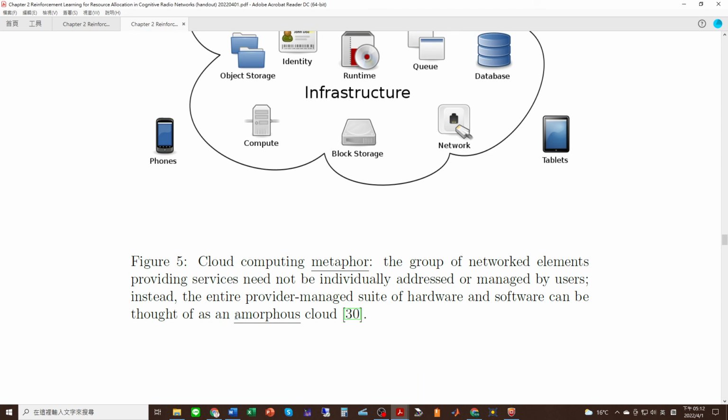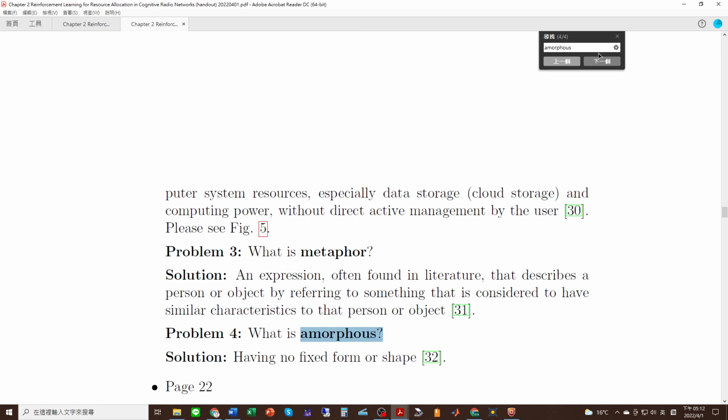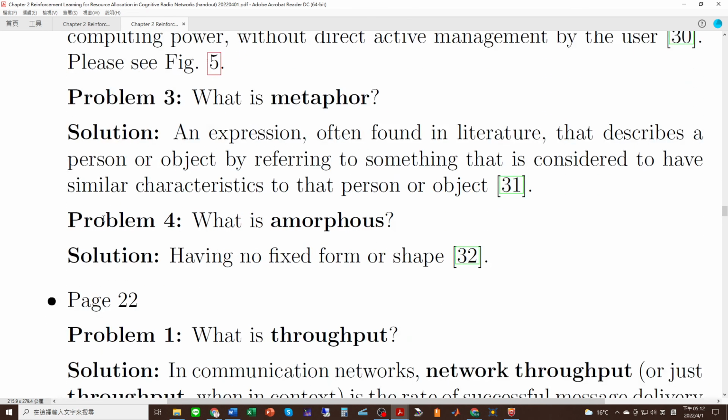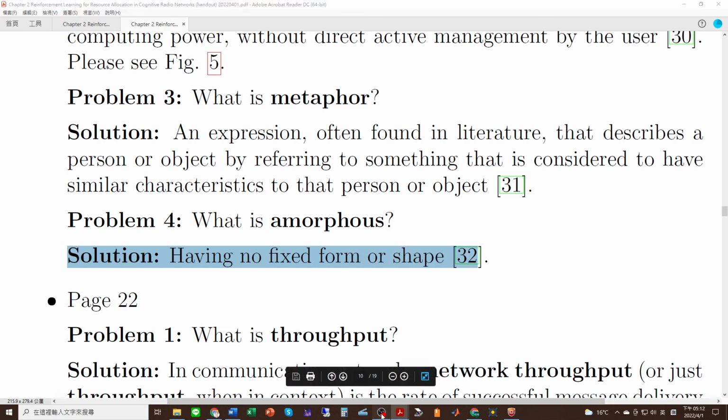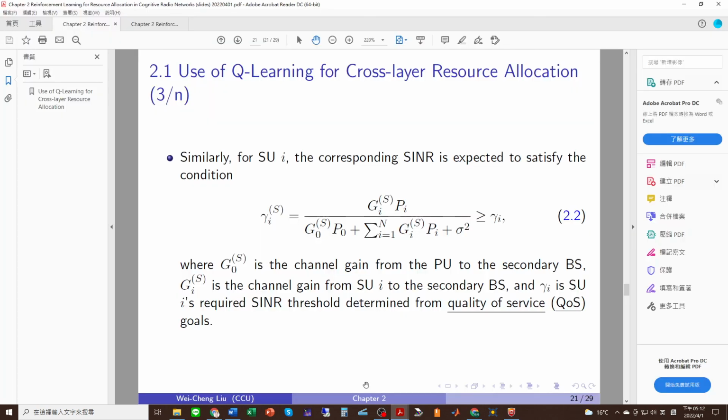What is the meaning of this word, amorphous? Let us search within this handout for amorphous. Problem 4. What is amorphous? Solution: having no fixed form or shape. So let us go back to the slides.